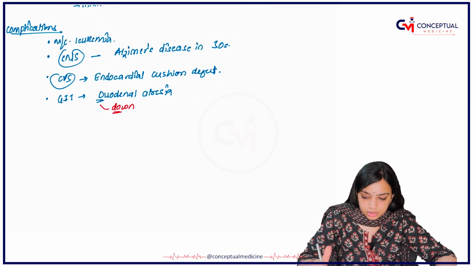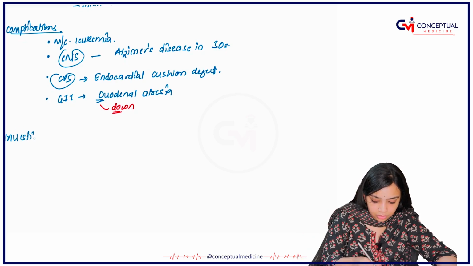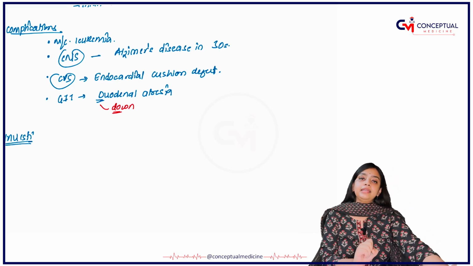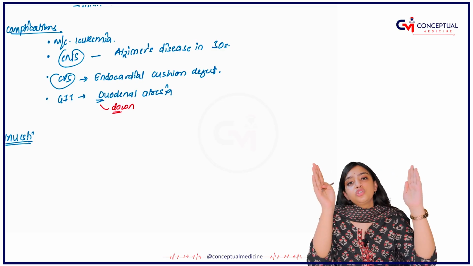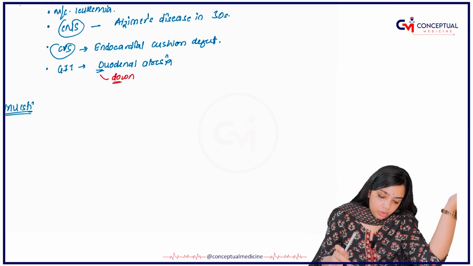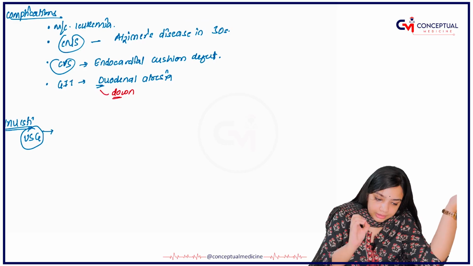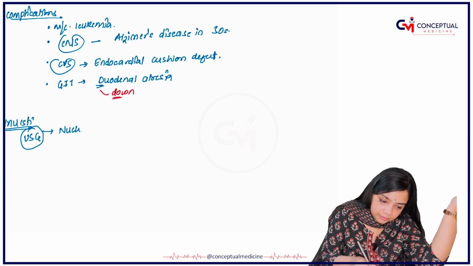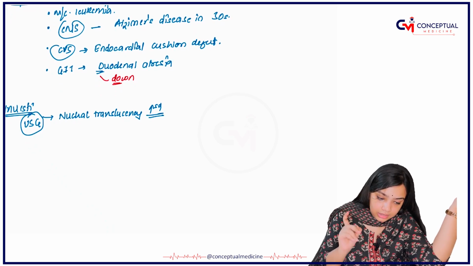Now, what are the investigations that you can do? See, it can be diagnosed antenatally. What is antenatally? Antenatally means it can be diagnosed during the pregnancy as well, during the first trimester of the pregnancy, or the first, second, third, any. Okay. First, you have the USG. In the USG, you will be able to see that the nuchal translucency is increased.